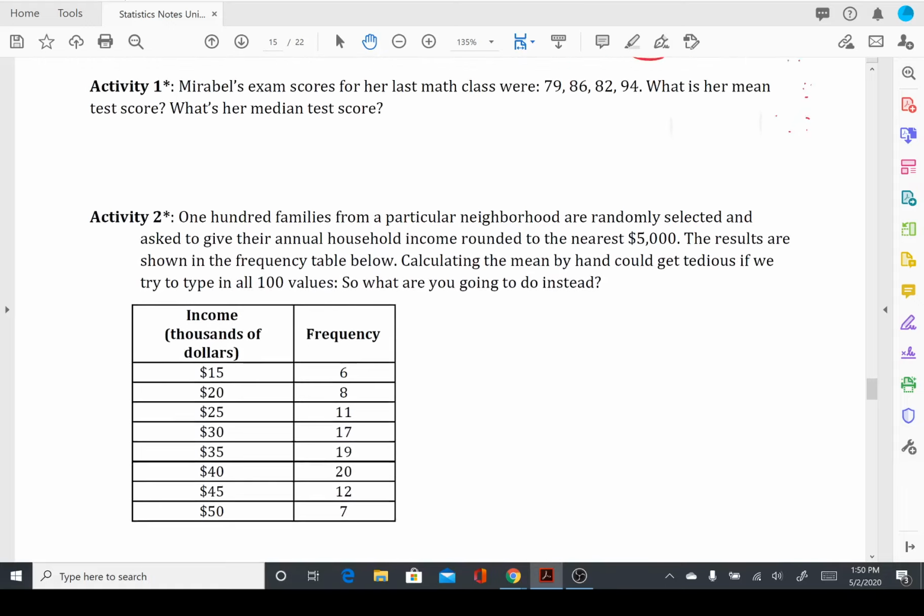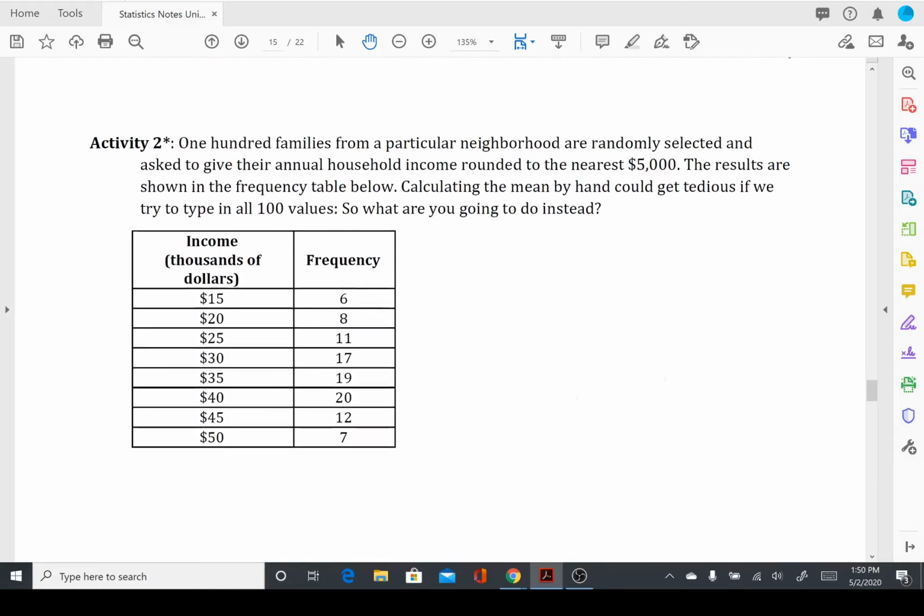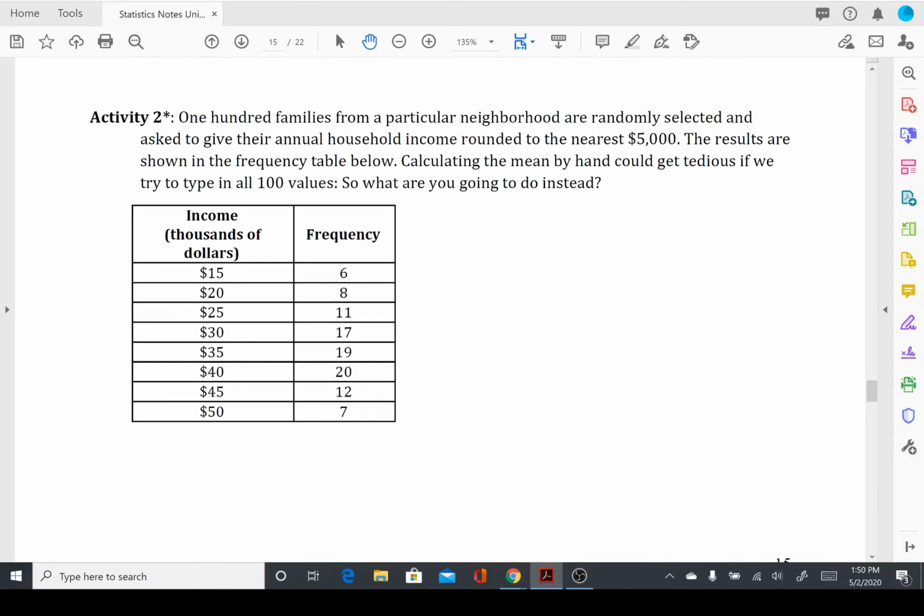I'm going to get you set up for activity 2 and 3. Activity 2. 100 families from a particular neighborhood are randomly selected and asked to give their annual household income, rounded to the nearest $5,000. The results are shown in the frequency table below. Calculate the mean by hand. This is going to get tedious because there's 100 families here. So you need to think about how you could figure out how much money is in this neighborhood.